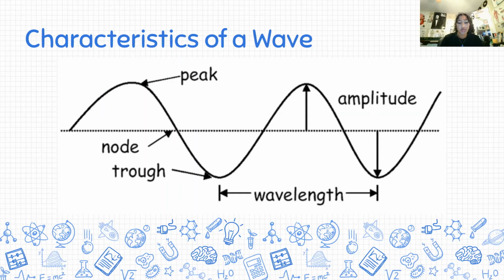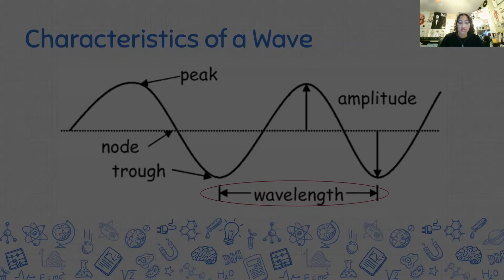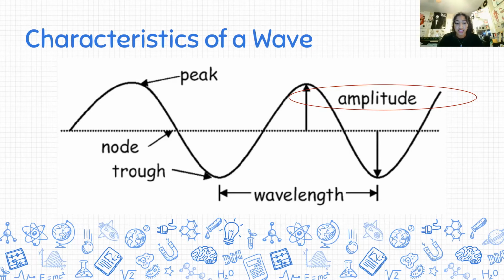A wave has different parts. Let's look at the wavelength first. Wavelength is the difference between two peaks or two valleys of a wave, also known as the crests and the troughs. Amplitude is the distance from the wave's resting point, which is represented by this dotted line in the center, and the crests or the troughs.